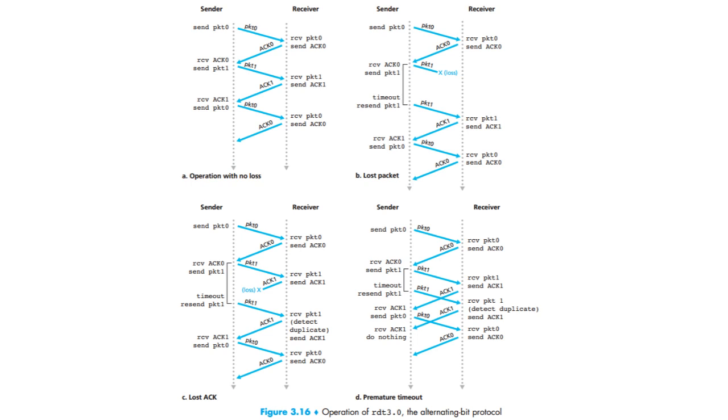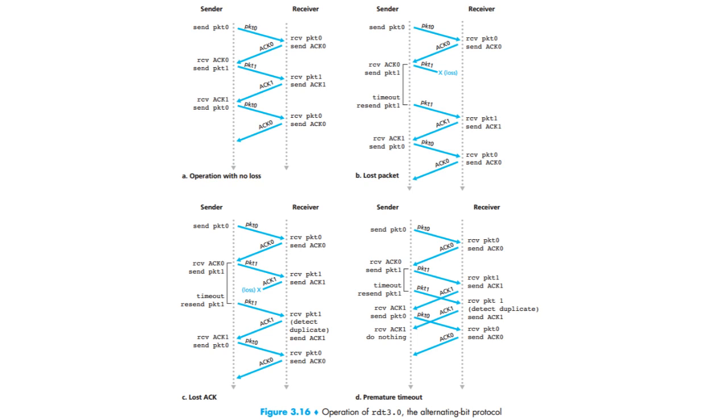RDT version 3.0 protocol is also called stop and wait protocol and alternating bit protocol because we can alternate between 0 and 1 sequence numbers. In figure 3.16, the first one is operation with no loss. So when there are no losses, things are straightforward. If you send packet 0, the acknowledgement will acknowledge packet 0, and if you send packet 1, then you get acknowledgement 1. Because in this case there is no loss of packet and no loss of acknowledgement.